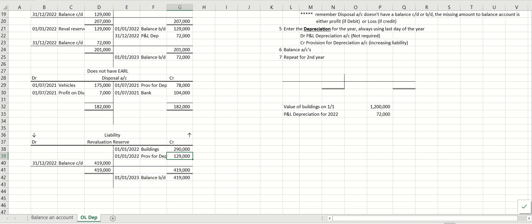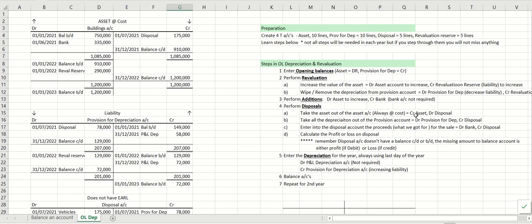Okay, so questions are very similar, very repetitive. Follow the steps to the right, guys. Create your 4 T accounts, 10 lines for the asset account, 10 lines for the provision for depreciation account, 5 lines for the disposal, 5 lines for the reval. Be sure and learn your steps below. Enter opening balances, perform your reval, perform additions, perform disposals, enter the depreciation for the year, balance the accounts, do it again for the second year.